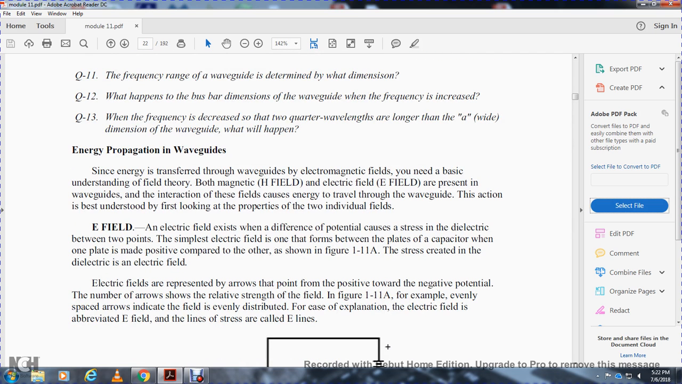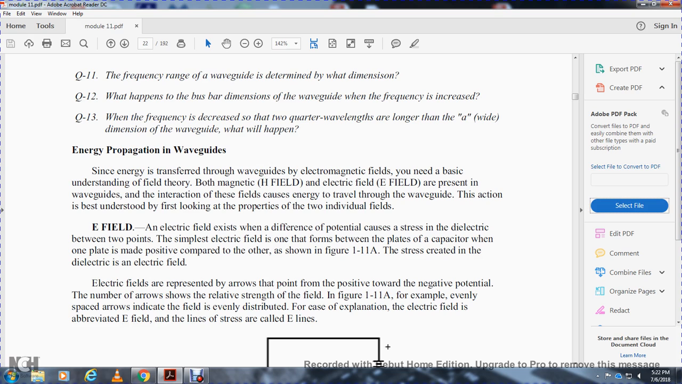Energy propagation in waveguides. Since energy is transferred through the waveguide by electromagnetic fields, you need a basic understanding of field theory. The magnetic field, the H field, and the electric field, the E field, are present in the waveguide, and their interaction causes the energy to travel through the waveguide. This action is best understood by first looking at the properties of each individual field.